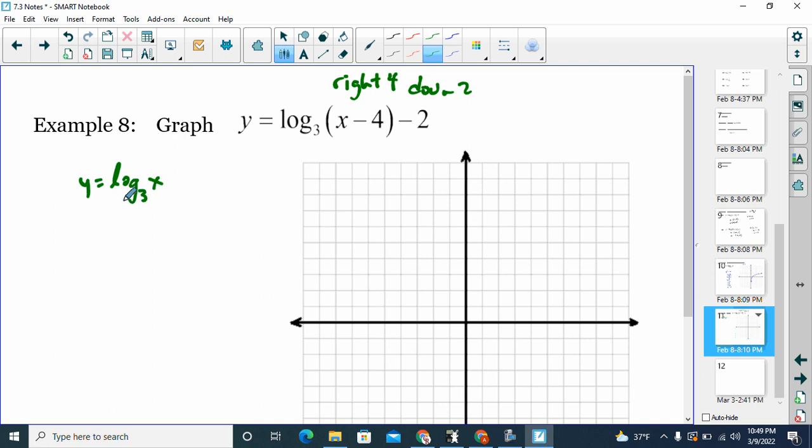We're going to make an XY chart for this parent function. Again, I'm going to change it to exponential form. I think it's easier to think about 3 to the y equals x. Because we have 3 to the y, we're plugging in values for y and getting the x values.